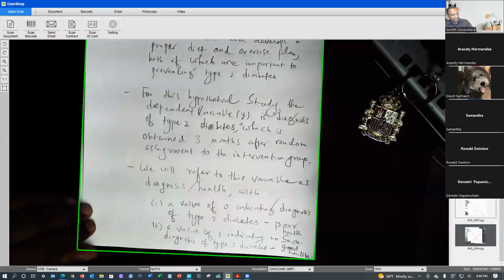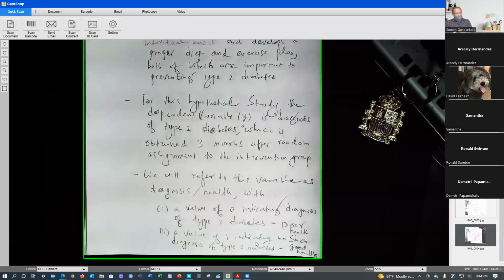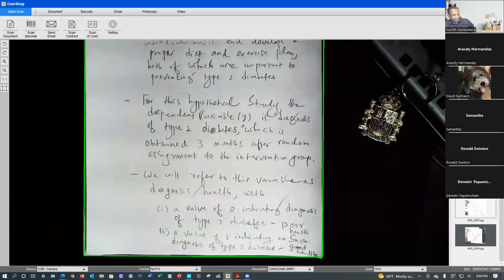That's the part that I want to emphasize when it comes to our data analytics or statistical part. That's the research part. A value of 0 indicating a diagnosis of type 2 diabetes. Whether it is 0 or 1 doesn't matter, but if you want to say poor health, that's 0. Poor health means they've been diagnosed as having this. A value of 1 indicating no such diagnosis of type 2 diabetes. Good health, poor health. Two options for Y.